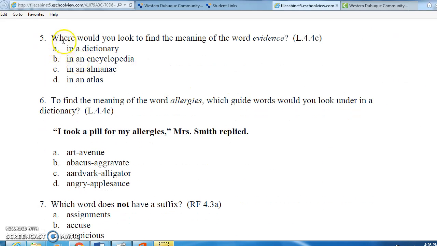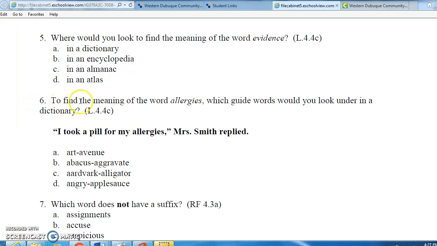Number 5, where would you look to find the meaning of the word evidence? A, in a dictionary, B, in an encyclopedia, C, in an almanac, or D, in an atlas. Pause the video so you can make the correct choice.